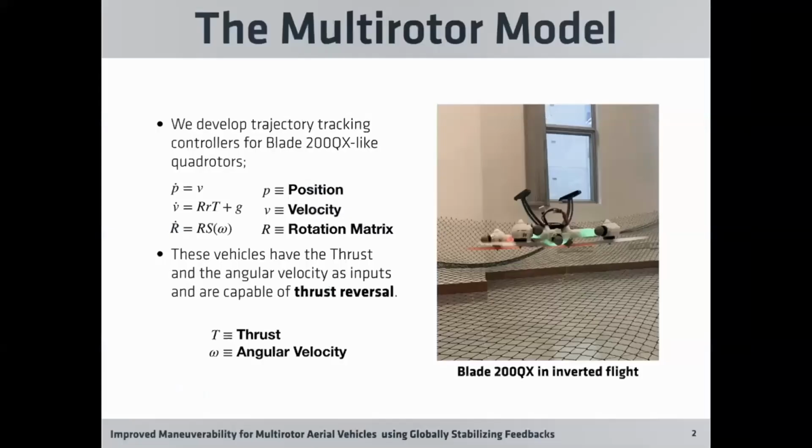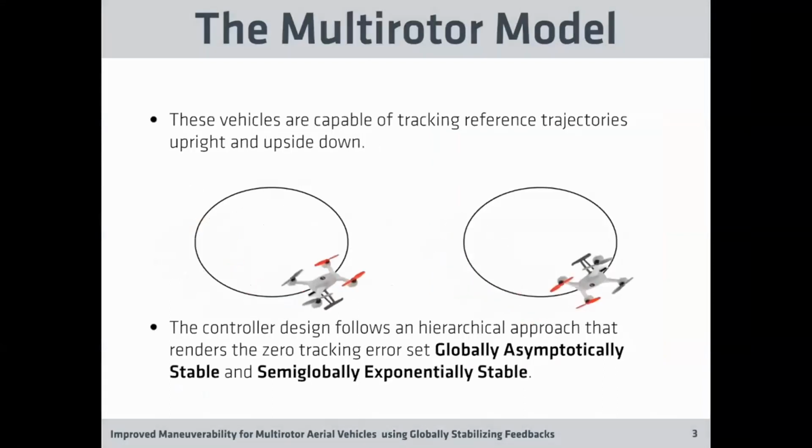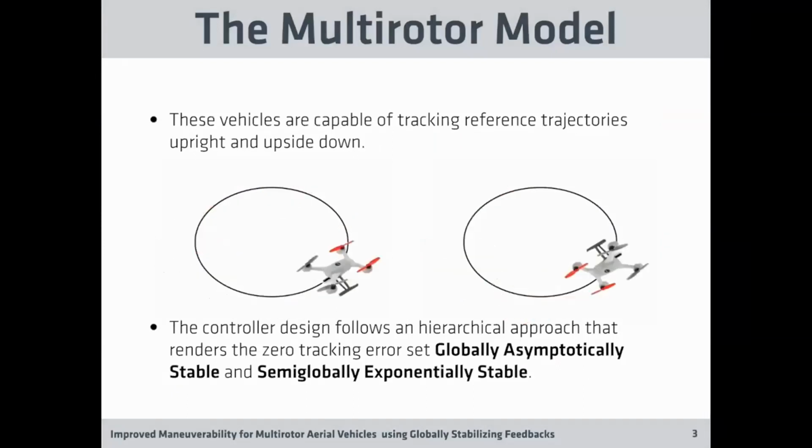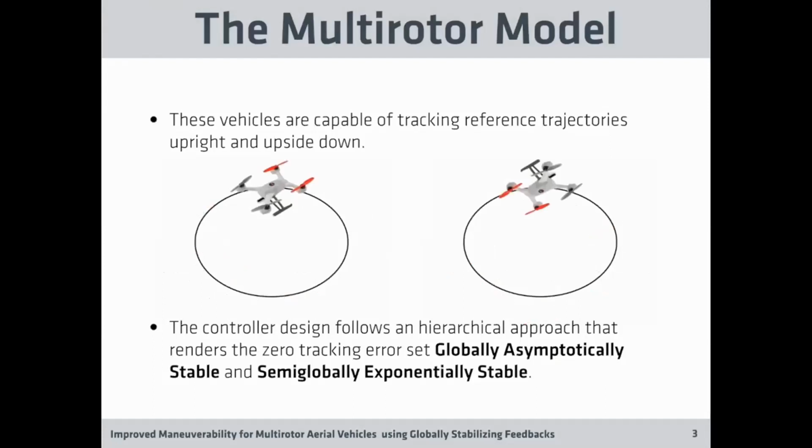The multi-rotor model that we consider in our work is one where the thrust and angular velocity are inputs and the vehicle has the capability to invert the direction of the thrust. The Blade 200QX quadrotor seen to the right is an example of such a vehicle. Multi-rotor vehicles that can perform thrust reversal are able to track reference trajectories both upright and upside down.